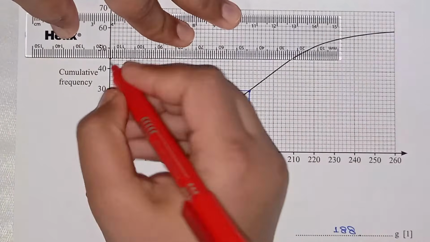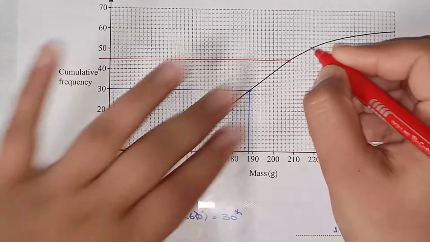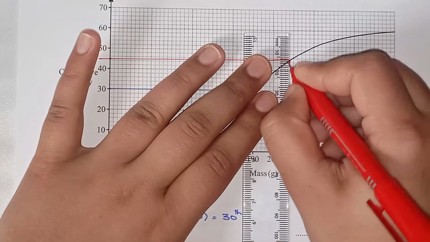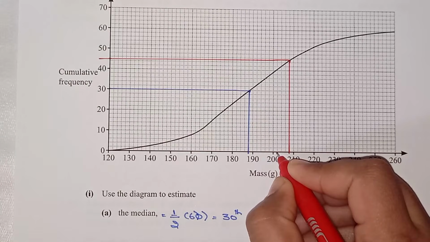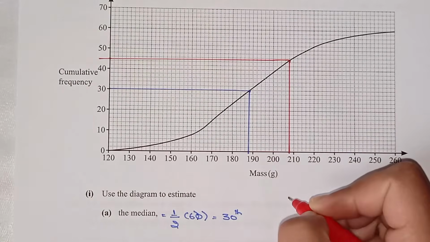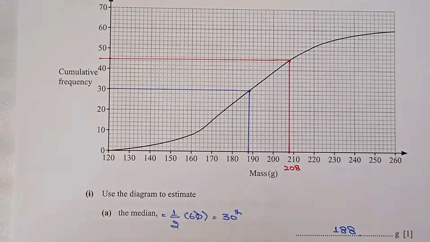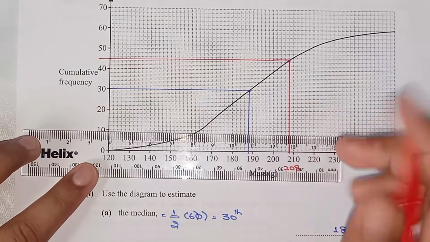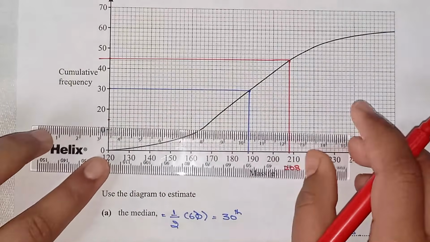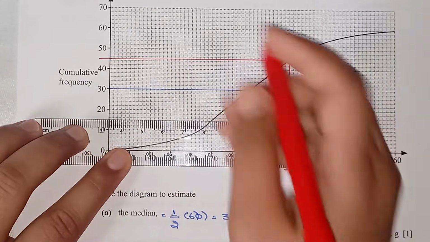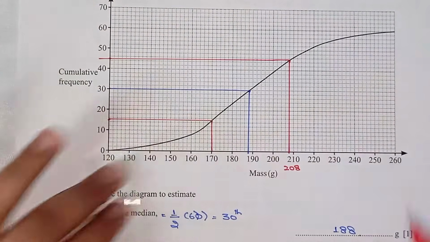Yes, let me draw the straight line. This is the 45th value and it would be at this point. 200, 202, 204, 206, 208. Okay, now let me find the 15th value, that is between 10 and 20, 12, 14 and 15. 15 is over here. So this would be 170.